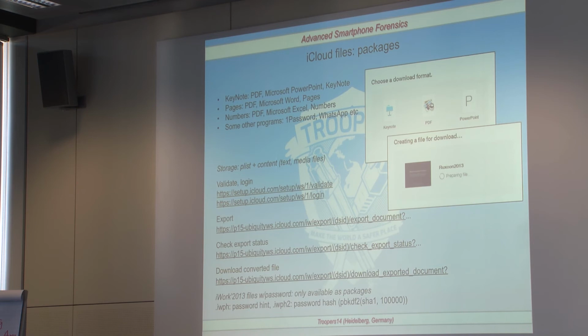With iWork 2013, which has been released just a couple of months ago, the files can be protected with passwords, and you cannot download protected data from the iCloud. To get all those files you have to supply the password right at the authentication stage, and we haven't reversed that yet. And for the local iWork 2013 files stored on the computer, there is a special small file in every package which contains the hash of the password, and the hash is just 100,000 iterations of SHA-1.